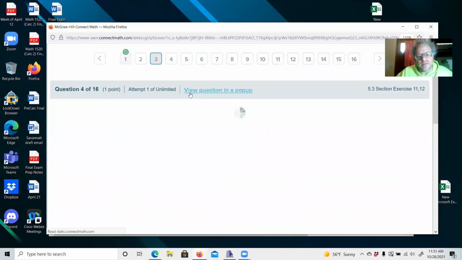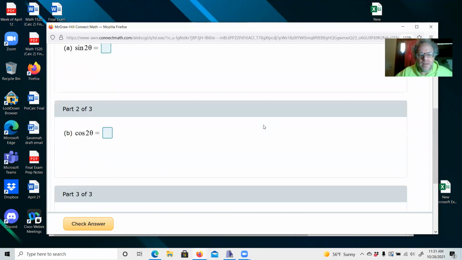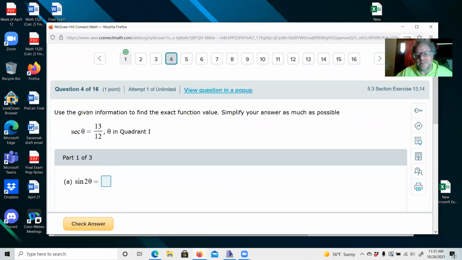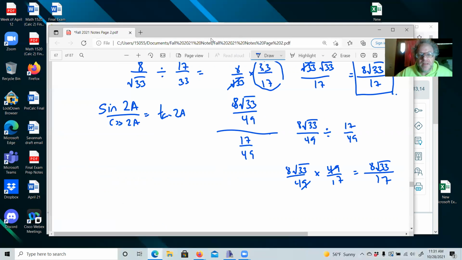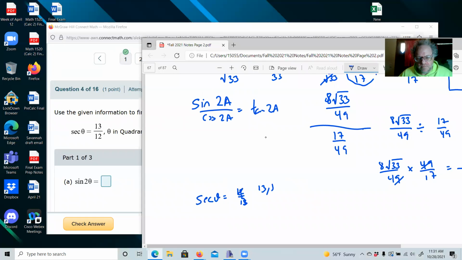So let's see here. Okay. Use the given information to find the exact function values. Simplify as much as possible. Okay, we can do this one. I kind of like this one because it starts off with a secant. We don't have anything with secants in it, so we're just going to have to deal with that. Okay. So what do we have? We have secant theta equals 12 over 13. Oh, I'm sorry, 13 over 12.